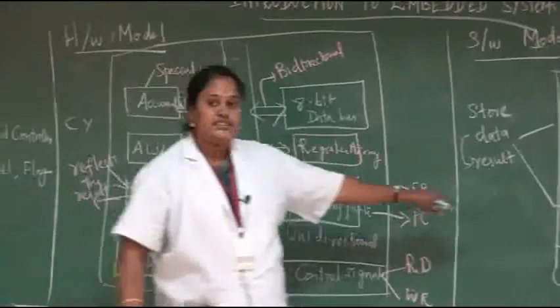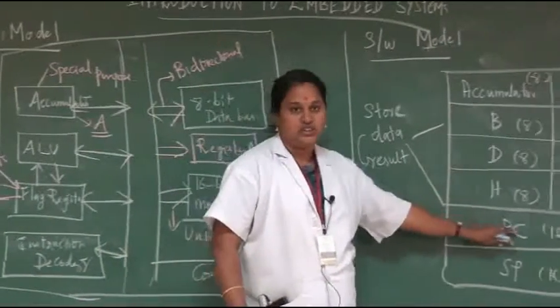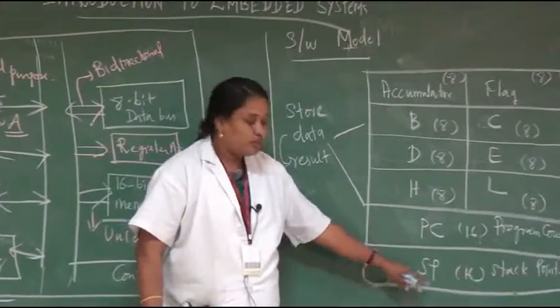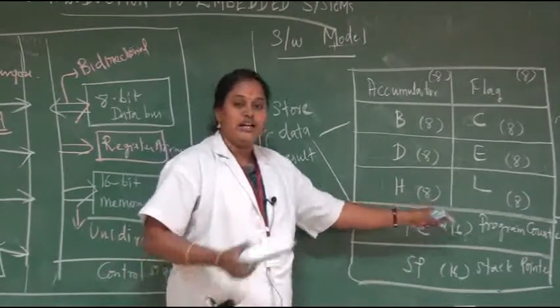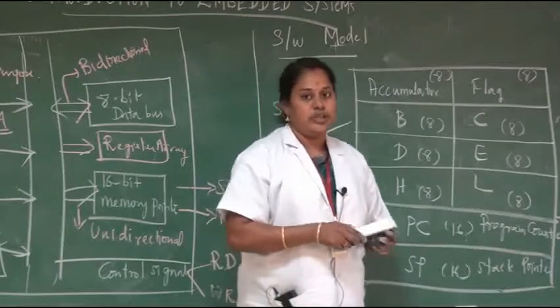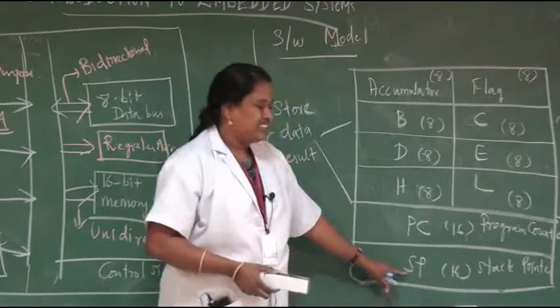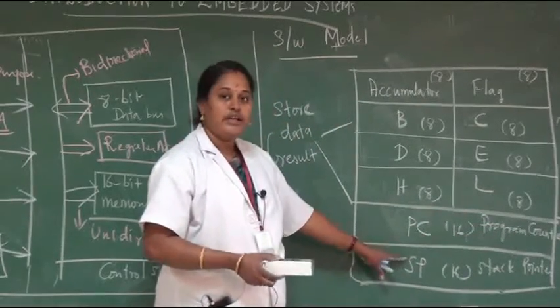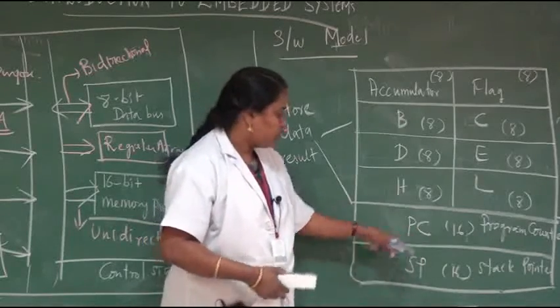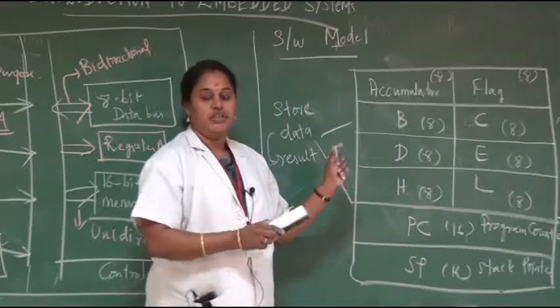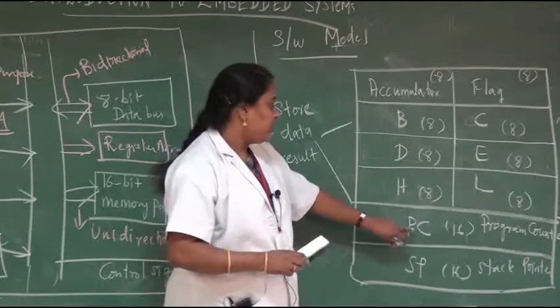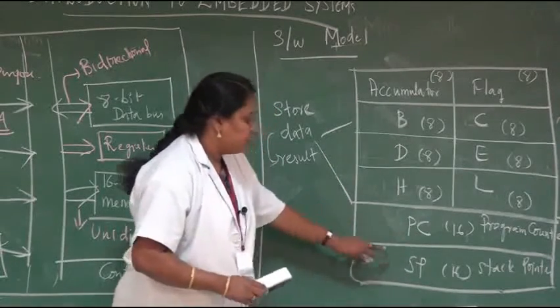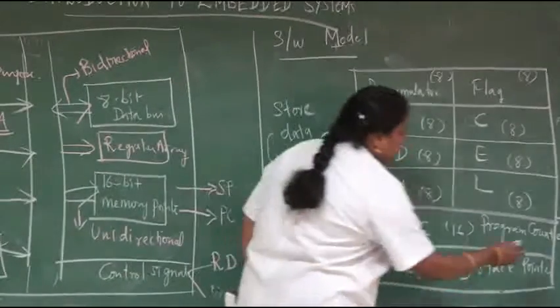So if we look at the size, PC is a 16-bit register, and stack pointer is also a 16-bit register. The program counter stores the address of the next instruction to be executed, whereas the stack pointer also stores the address of the next instruction to be executed, but we have some basic differences. Let us see in depth. Both PC and SP are memory pointers.